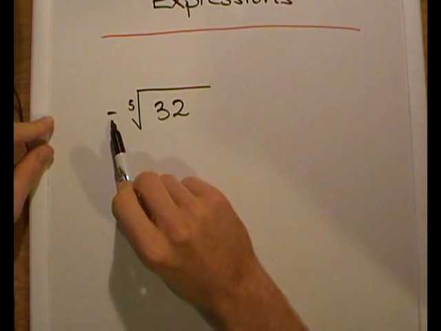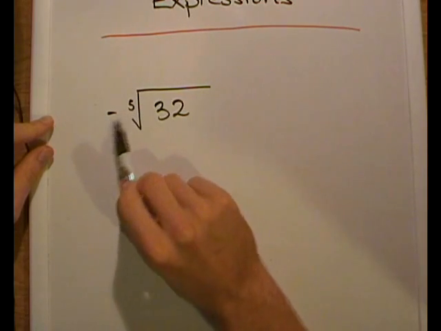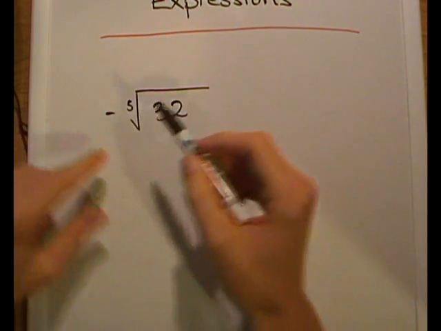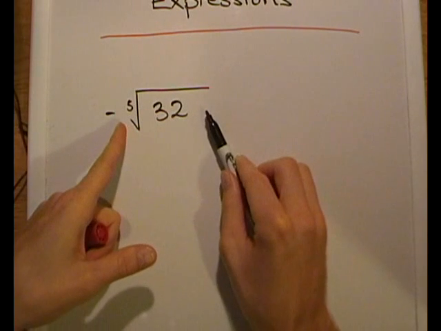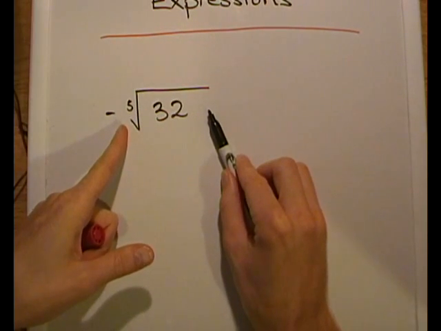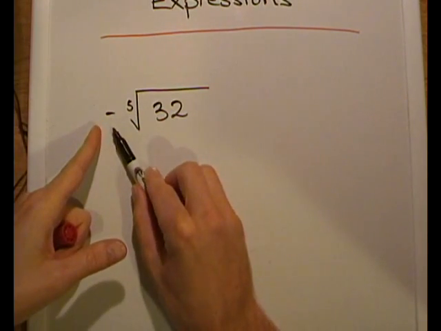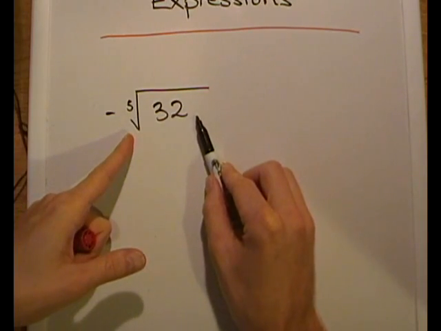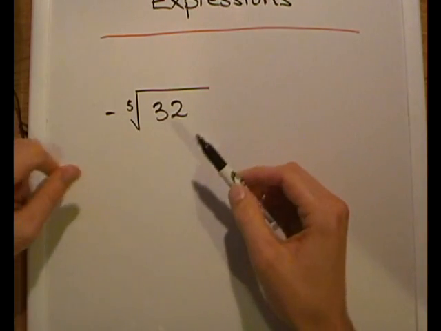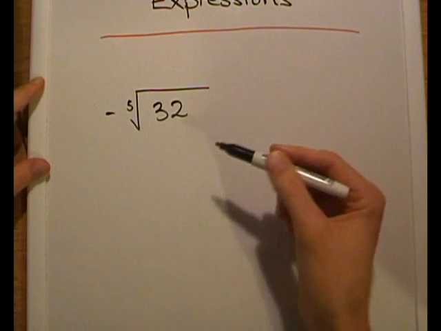Now don't be scared by this negative sign in front of the fifth root. What this means is that we're going to solve for the fifth root of 32, and whatever answer we get, we're just going to add on that negative sign to this solution. So we are going to end up with a negative solution at the end.